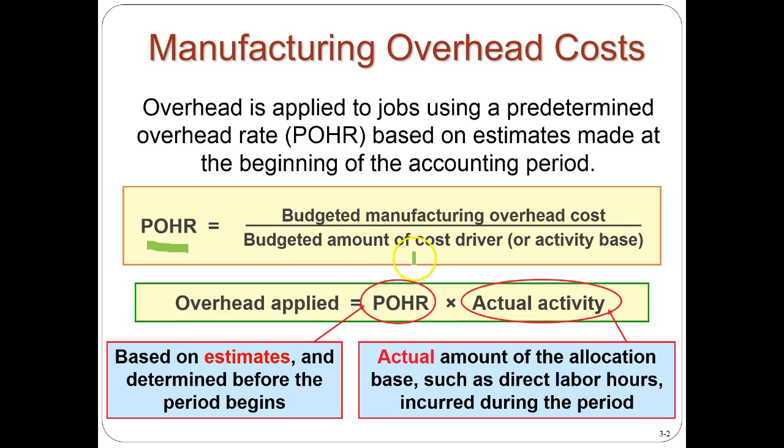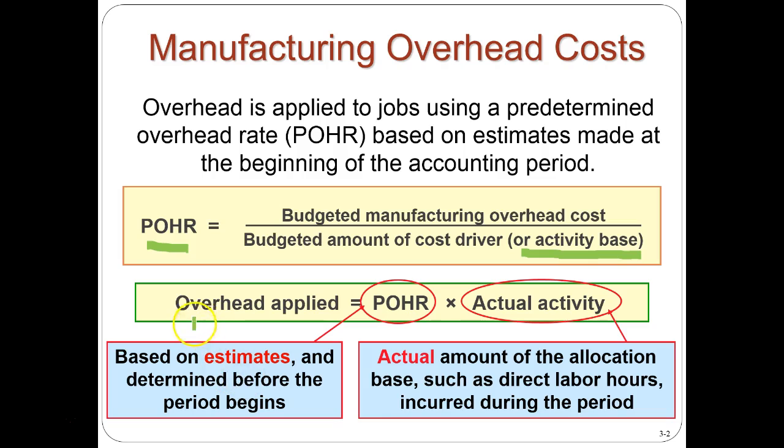So budgeted amount of cost driver. So then we're going to divide that by the cost driver. So remember, if we're talking about something like construction jobs, we may use something like direct labor hours, because the direct labor hours, how many hours are put into a job, is often a fairly good indication as to how big one job is compared to another job. So that is why hours are often used.